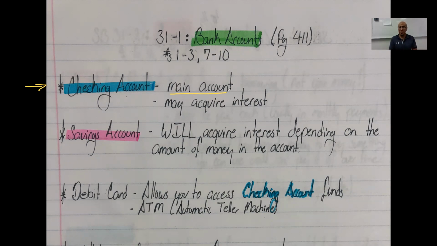There are different ways of accessing that money through checks, through debit cards, through ATMs, etc. But that's pretty much it. Your main account is your checking account. And one thing about a checking account is that it may acquire interest, meaning that the longer you have your money in the bank, they will reward you by making that money grow, by increasing it by a certain percentage. We're not going to talk too much about interest in this class, but just know that the bank may reward you for having your money there. The longer you have it in there, the more it's going to grow.